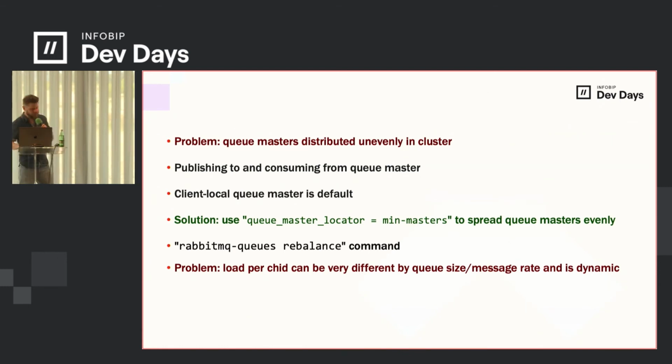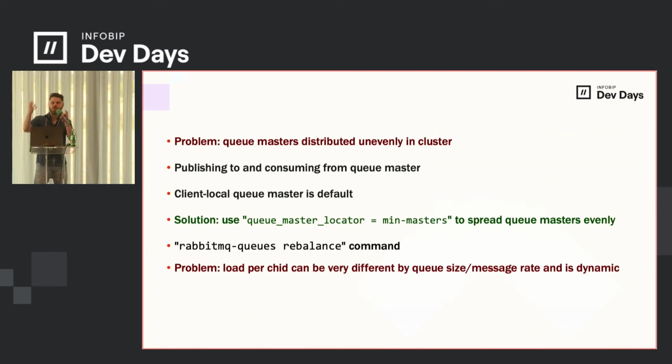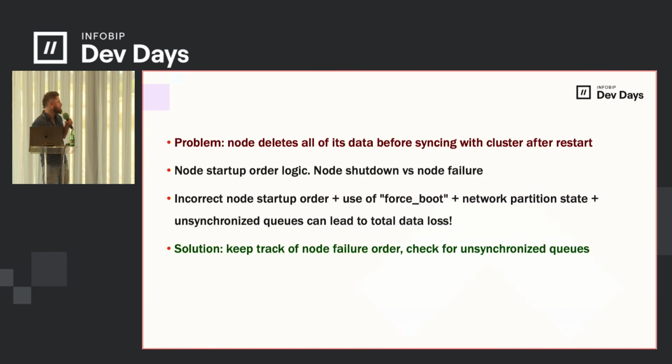A still outstanding problem is that the load per queue can vary wildly depending on the queue size and message rate, and it can change all of a sudden. So just balancing the masters of the queues doesn't really balance load in our case. We need to account for this and implement more fine-tuned rebalancing.